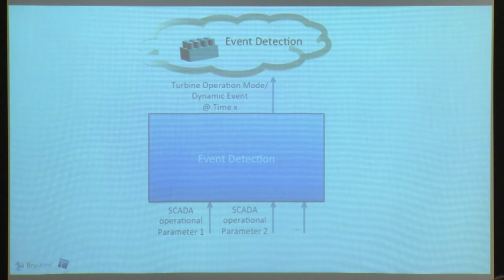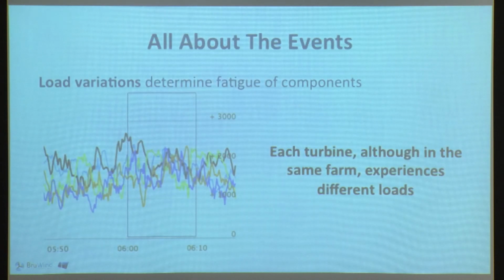For this we do different stuff. One is event detection. Since we have controller data, we know what the turbine has been doing. So when it started, when it stopped, how it started, how fast it did this, and there's value in this. First, I want to show this.